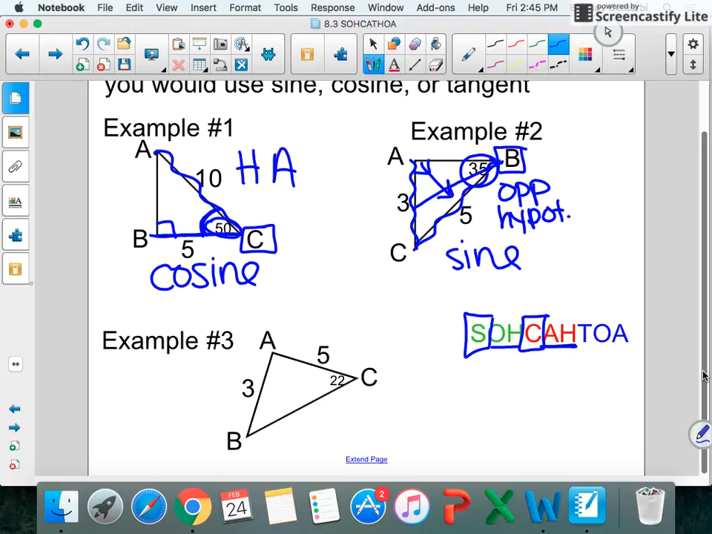And for example 3, our angle is angle C because it gives you 22 degrees there, so we're using C as our reference. Well, we know that BC is the hypotenuse, so across from this, we have the opposite side, and then AC helps make this angle here, so then we have the adjacent side. And since we have opposite and adjacent, I'm going to use tangent here.